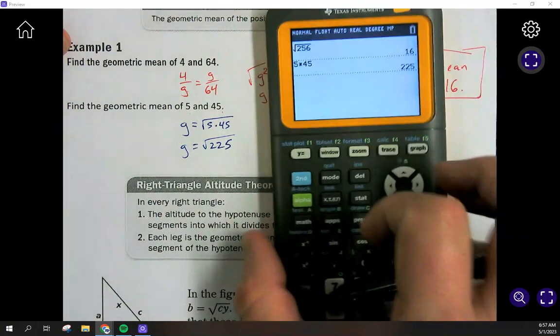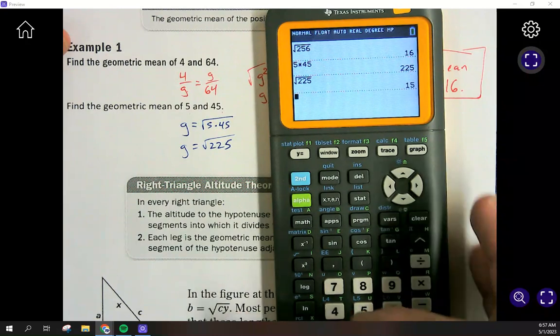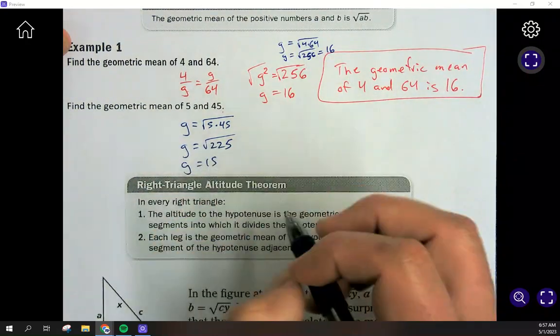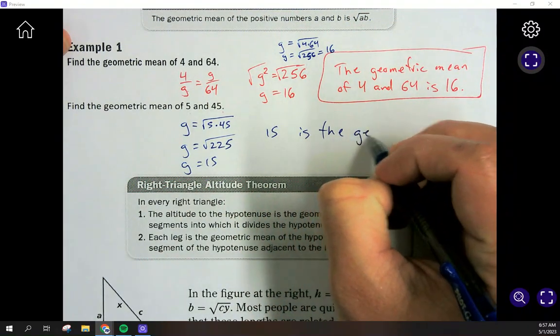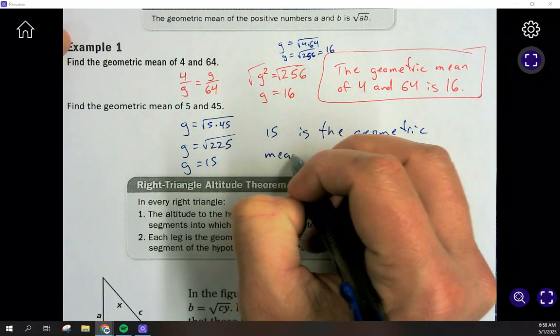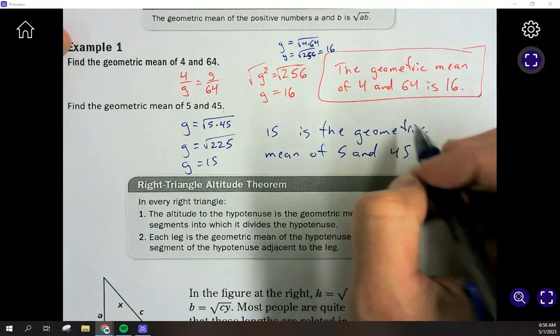And 225 also has a nice square root, which is not going to be the case most of the time, but we're just setting up some easy ones here. So g equals 15. So 15 is the geometric mean of 5 and 45.